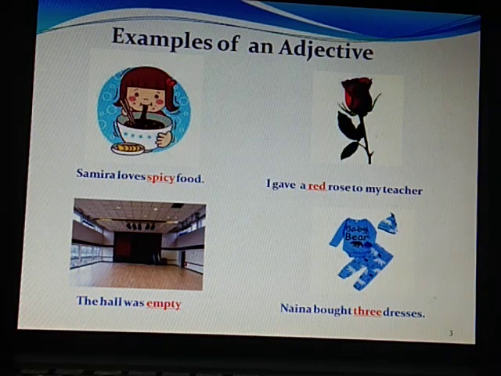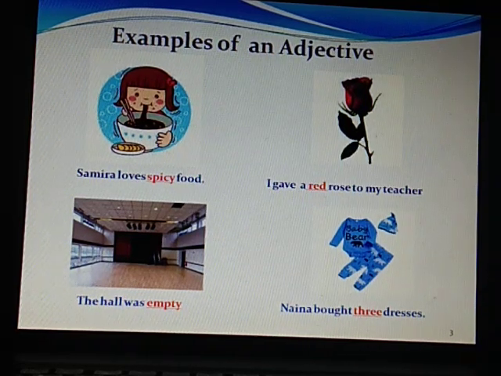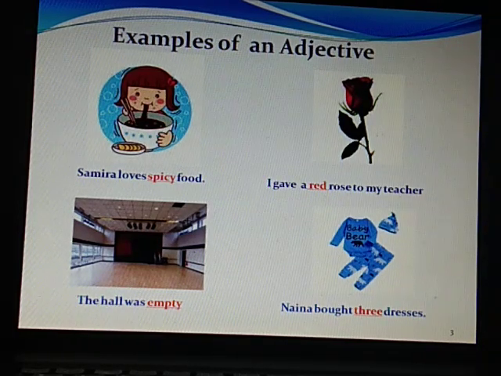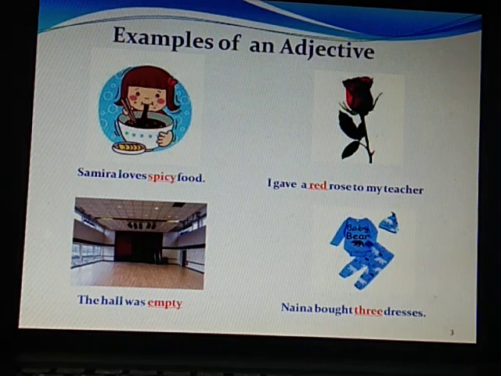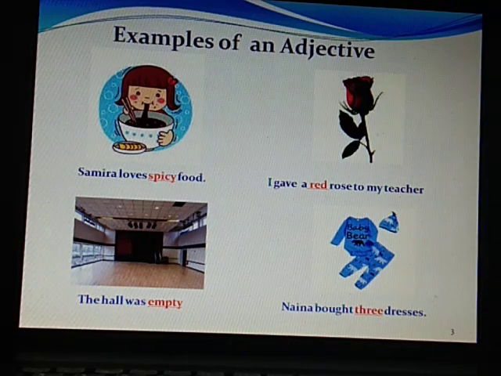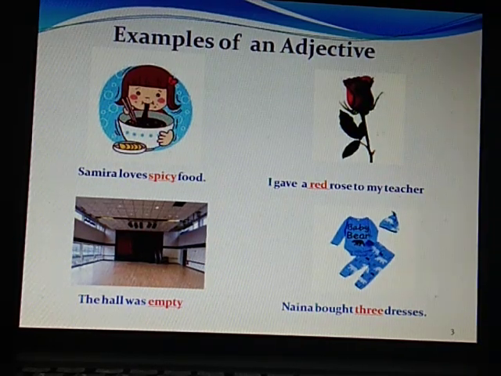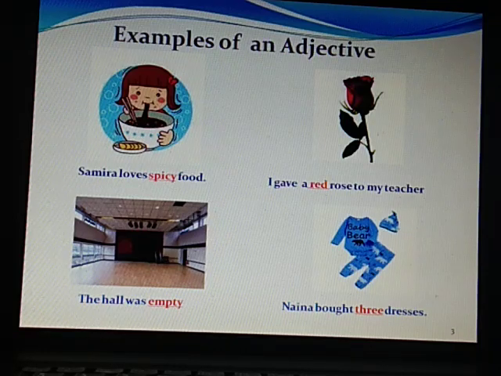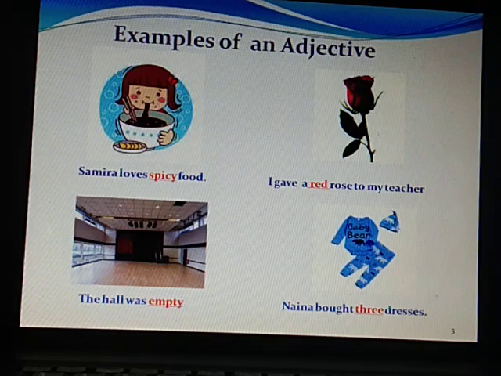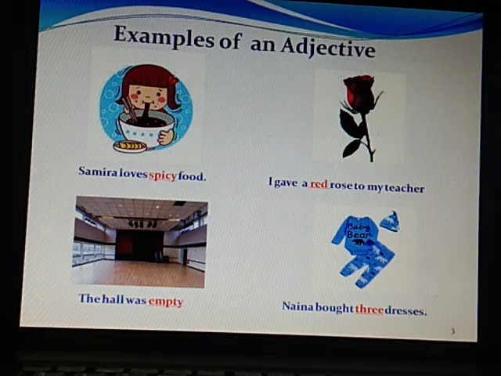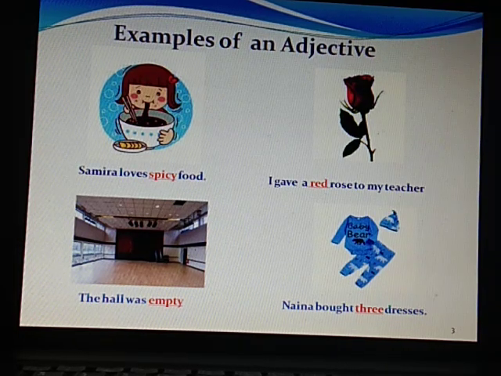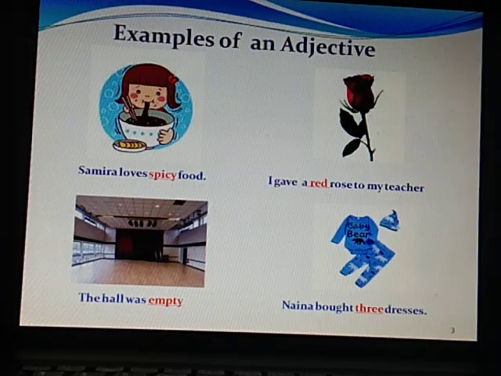Examples of an adjective, we will see the examples one by one. Samira loves spicy food. So what kind of food? Food is a noun, so food is spicy. I gave a red rose to my teacher. The hall was empty. Nana bought 3 dresses. So here we can find the words spicy, red, empty, 3. These all are telling something about the nouns like food, teacher, hall and dresses respectively. So they are adding something to the noun. So they are termed as adjectives.